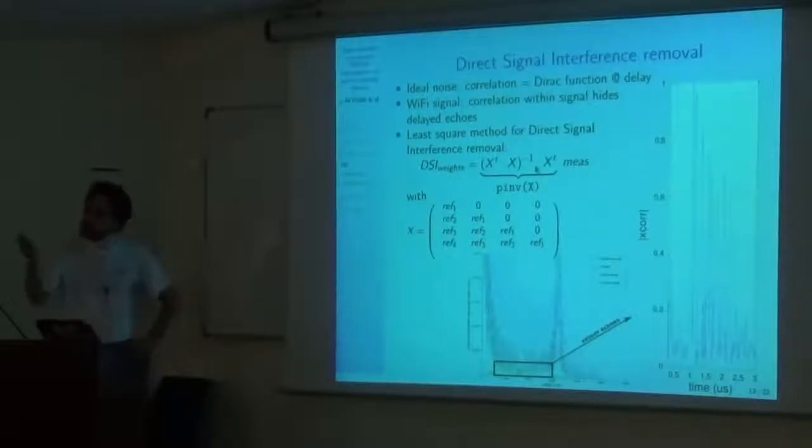I don't have time to get into the details of mathematics, but at the end of the day, you just need to take 4 or 5 time delays to get rid of all the autocorrelation of Wi-Fi and to just identify the 8 echoes here, which are the zoom on this tiny thing here.